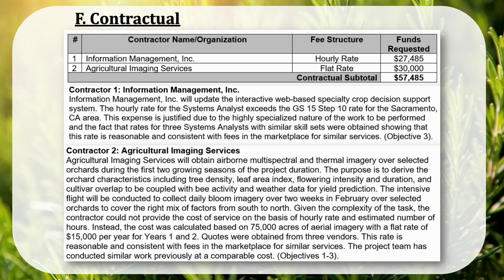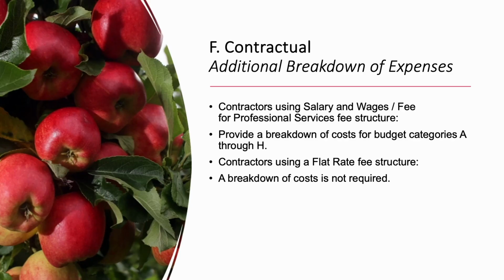Keep in mind that this is just a general example. Please ensure you provide adequate detail and thoroughly justify your contractual expenses. Within the contractual budget category, in addition to the contractual table and justifications, an additional breakdown of expenses is required for contractors using a salary and wages or fee for professional services fee structure. For these fee structures, a breakdown of all costs for the budget categories A through H is required.